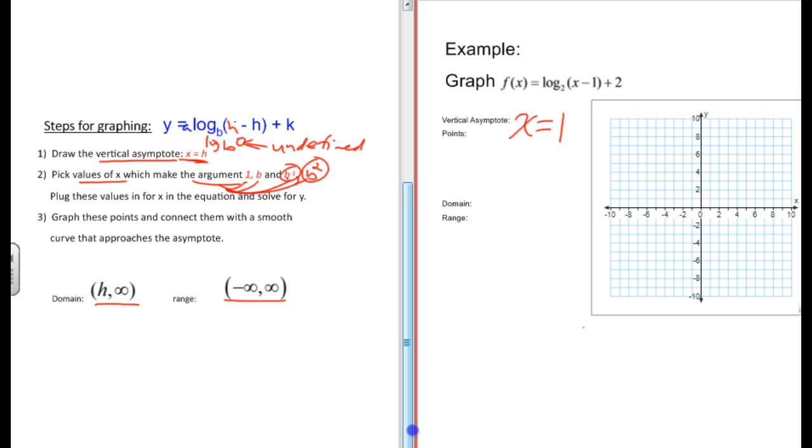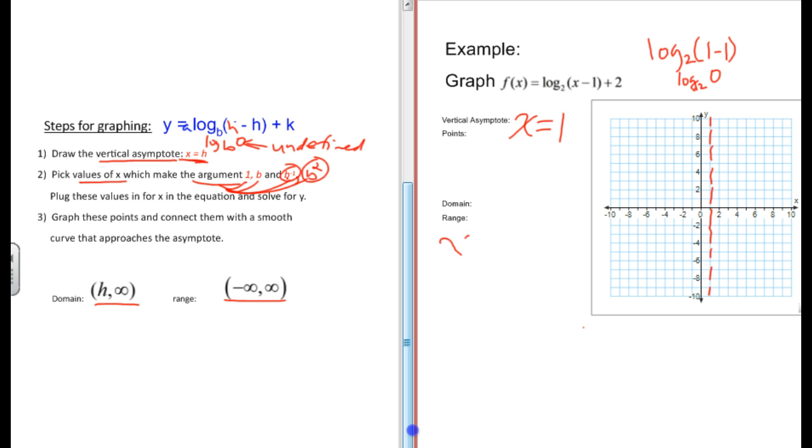And again, just to check, if I plug a 1 in for this x, I would get log base 2 of 1 minus 1, which is log base 2 of 0. And as we said earlier, that's undefined. So I need to draw this vertical line at x equals 1, and I know that I can't touch that. Now let's make an xy table.